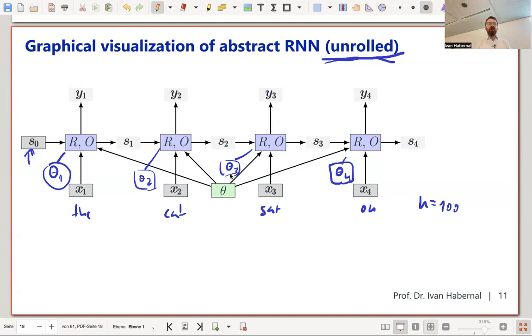For example, "it was bad" and "it was very bad." Here you're at position 3 and here at position 4, but both of them should learn that the previous context and the given word make a negative review. So maybe you want to keep the same parameters for each node here. So there are two reasons.